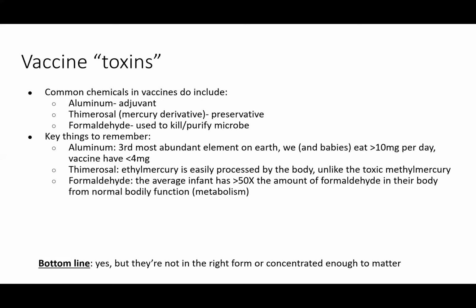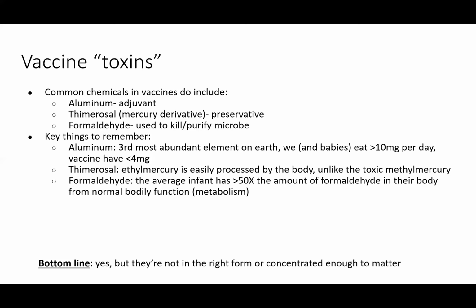In addition, formaldehyde is pretty common in vaccines. It's not particularly abundant because formaldehyde is used as a way to purify the microbe or purify the vaccine as a whole. That being said, the average infant does have 50 times the amount of formaldehyde in their body relative to what they get in a vaccine. And this is because you produce formaldehyde pretty commonly through your own metabolism. During your electron transport chain and glycolysis, you actually will produce formaldehyde as a byproduct. So you're not getting very much formaldehyde in a vaccine relative to how much you're naturally producing in the background. The bottom line is that vaccines have these toxins, but they're either in the right form or not concentrated enough to matter. So this is a case where concentration really does matter.